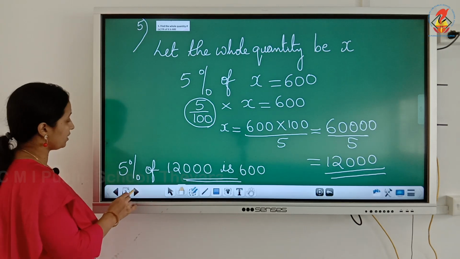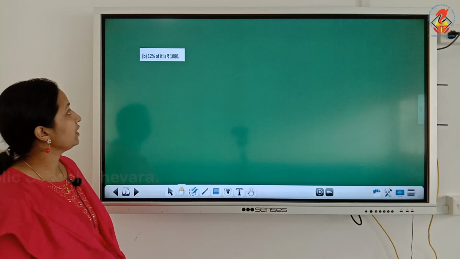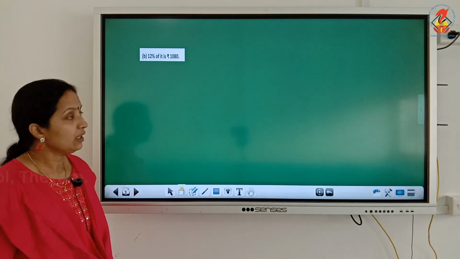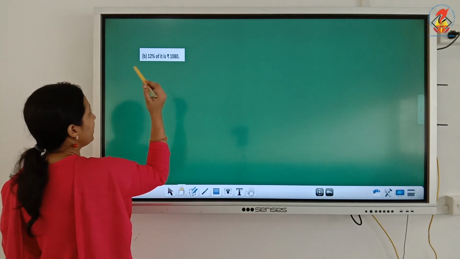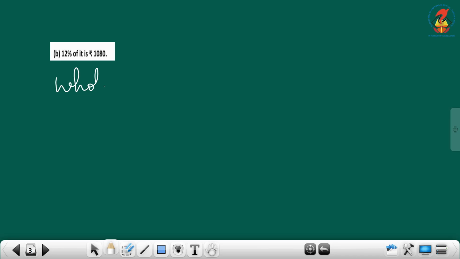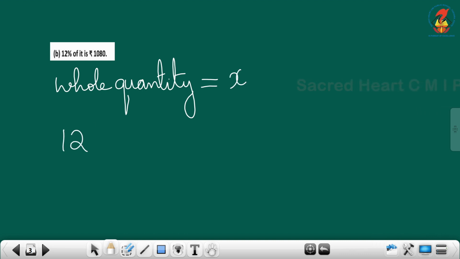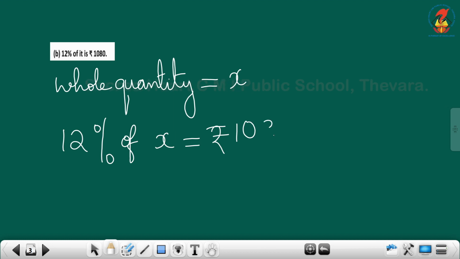Now move to the next question. 12% of it is rupees 1080. Here also we don't know what the whole quantity is, so we took the whole quantity as x. So 12% of x is rupees 1080. 12% of the whole quantity is rupees 1080.